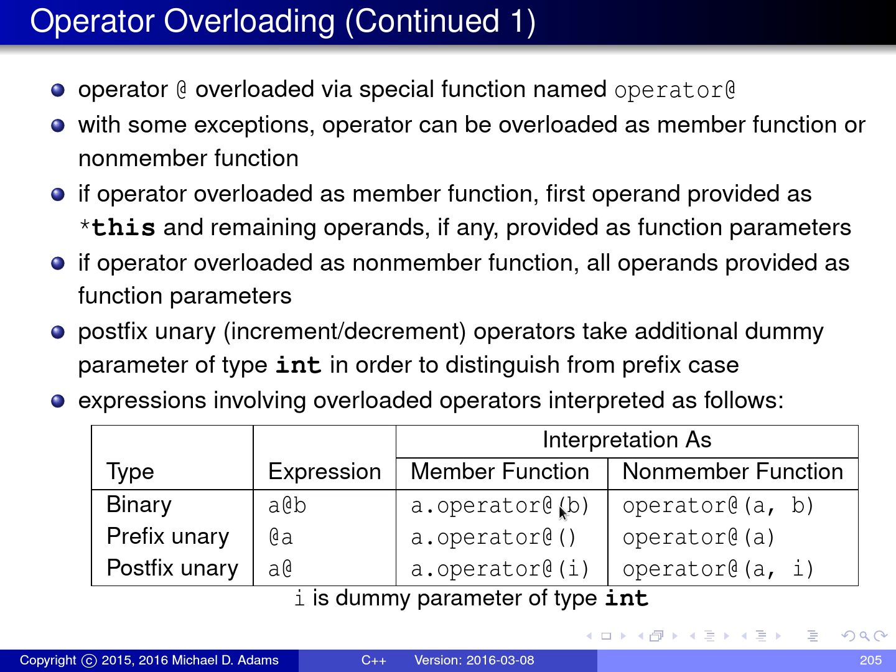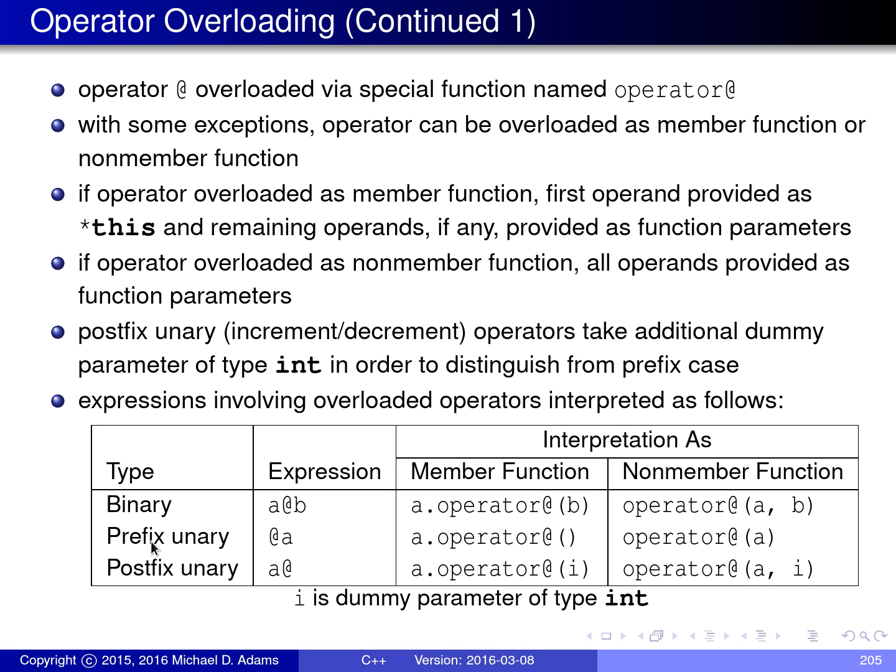On the other hand, if we provide this operator in terms of a non-member function, then both of the operands, a and b, are passed as explicit parameters to the function. Because in the case of a non-member function, there is no this variable, there is no object that you're operating on, therefore all the information has to be passed into the function using explicit function parameters.